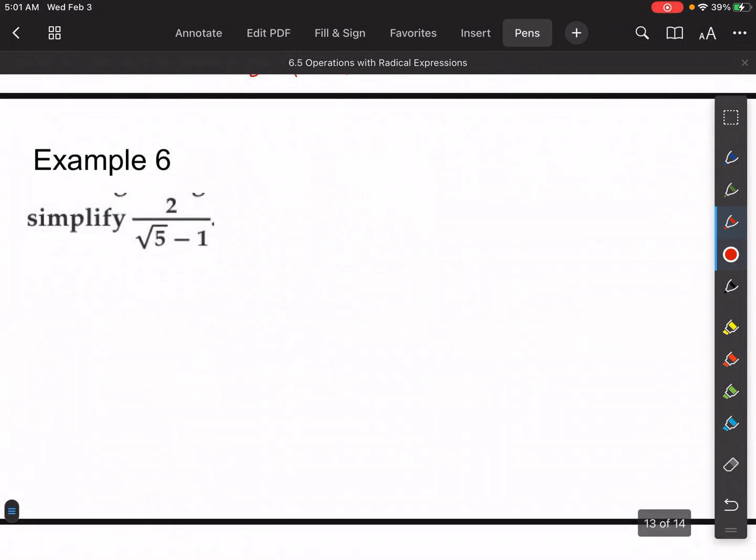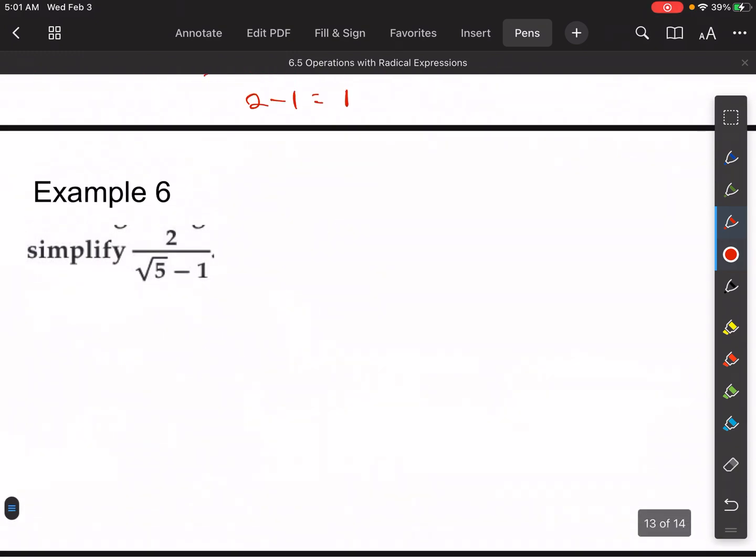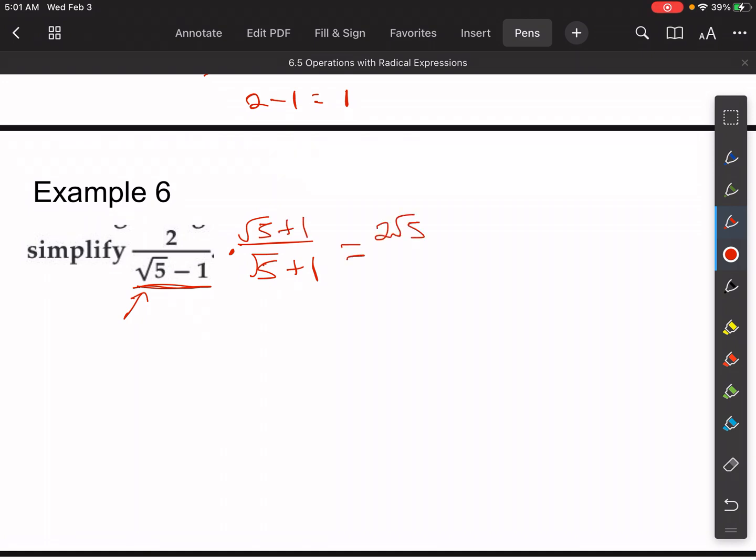So let's look at another one of these. Here's example 6. To get this radical outside of the denominator, what I need to do is multiply by a conjugate. So this is square root of 5 plus 1, square root of 5 plus 1. When I multiply this out, I get 2 root 5 plus 2 on the top. And then when I do the bottom, I'll just show this to you.